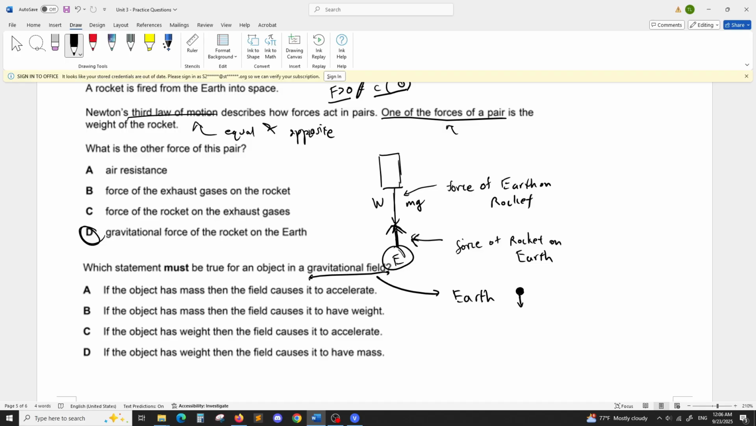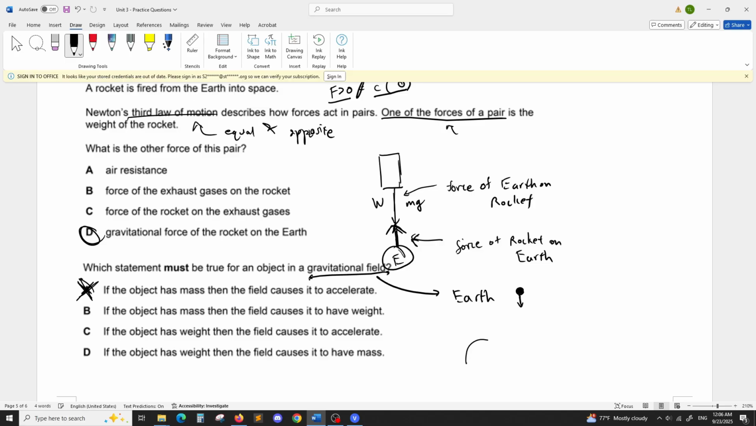If you have a ball and you drop it, that's obviously going to accelerate. But what if the ball's on the ground? Will it still accelerate? Theoretically no, because the ball's on the ground, it's not moving, so it's not accelerating, and it's not moving at a constant speed, because the resultant force is 0. If the object has mass, then the field causes it to have weight. If you hold a ball, you can feel it going down, and that's because of gravity.